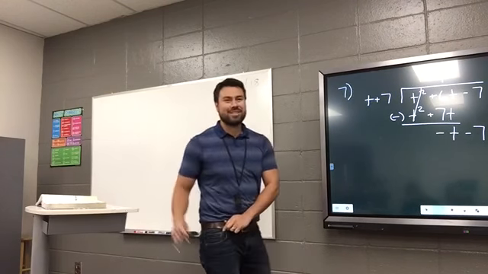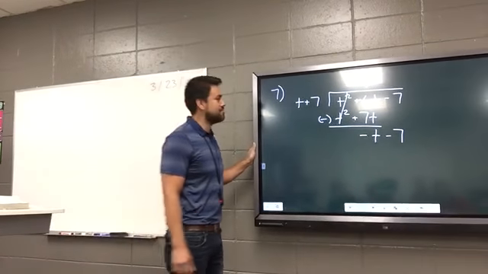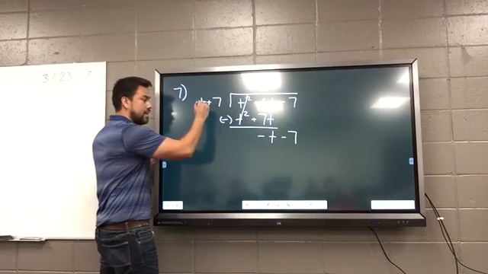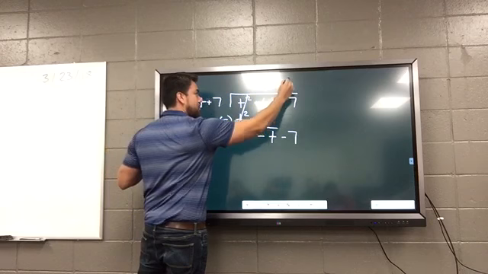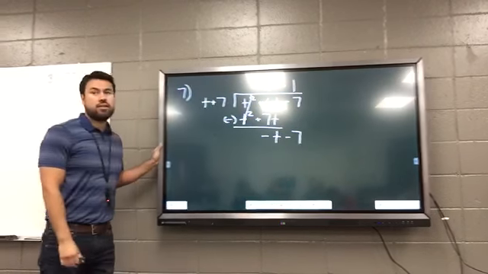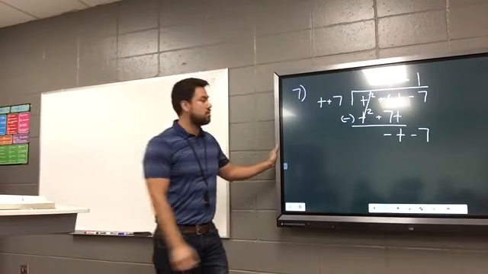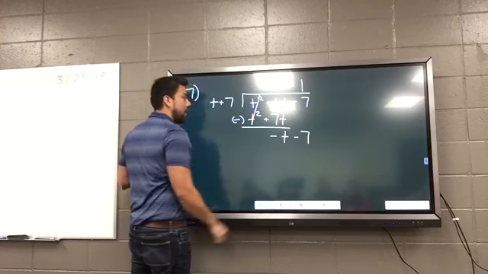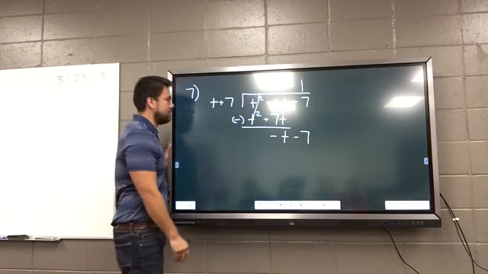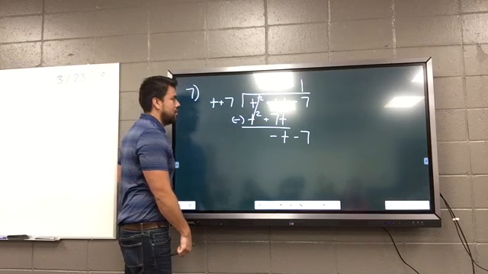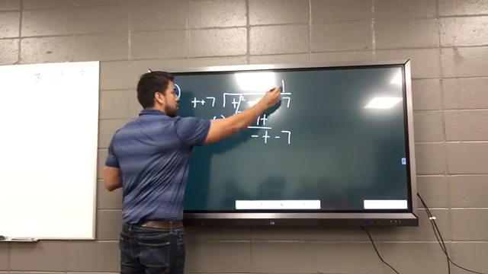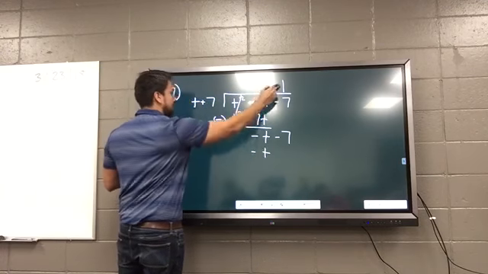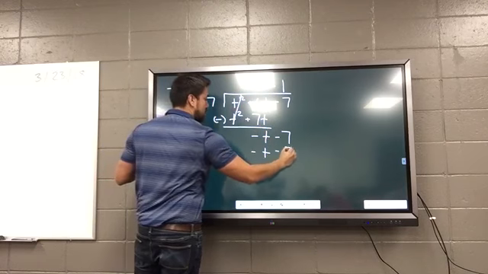Taylor, what's my next step here? Negative t divided by t is negative 1. Negative 1. You guys agree with that? So negative t divided by t is just negative 1. Okay, next step. Hayes. You multiply the negative 1 by the t plus 7. Negative 1 times t, negative t. Negative 1 times 7, negative 7.